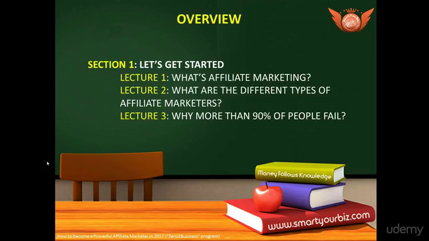So now let me give you a quick overview of what you are going to learn in this course so that I don't waste your time, okay? In the first section, we are going to see what affiliate marketing is and how it works, and how you can make money online as an affiliate marketer. Also, we're going to talk about why most people trying to make money online as affiliate marketers fail again and again. I'm going to give you some reasons for that and how you can avoid them.